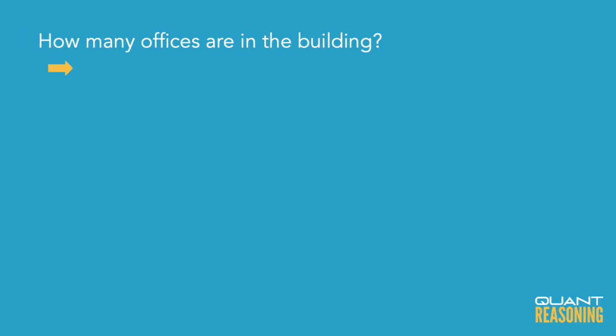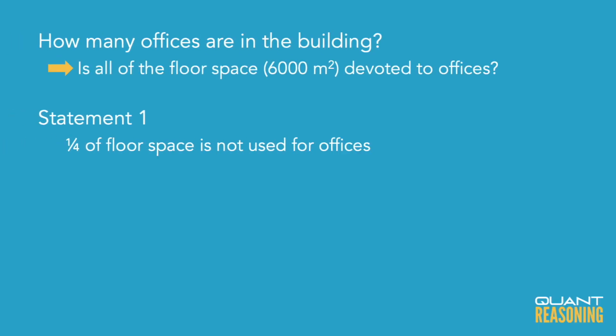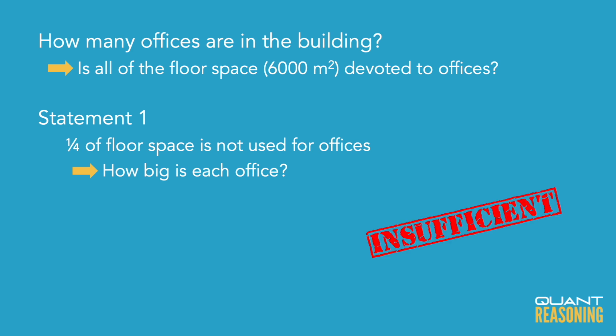And even if I hadn't thought of that, statement 1 would make me think of that, because statement 1 actually tells us what fraction of the floor space is devoted to offices. What statement 1 doesn't allow me to infer, though, is the number of offices, because I don't know how big each office is. So statement 1 is not sufficient on its own, and we should eliminate the answer choices that claim that it is. So A and D are gone, and we're down to B, C, or E.